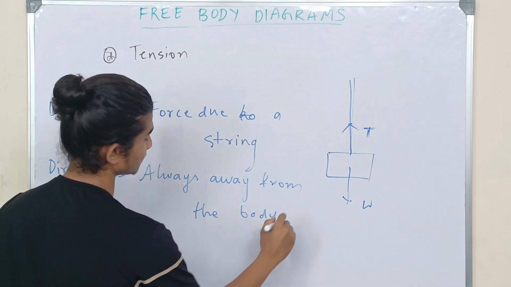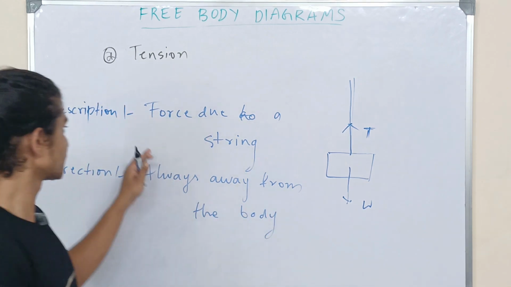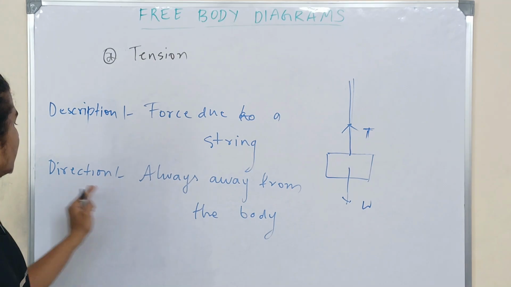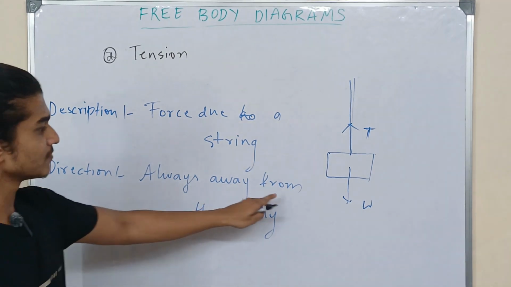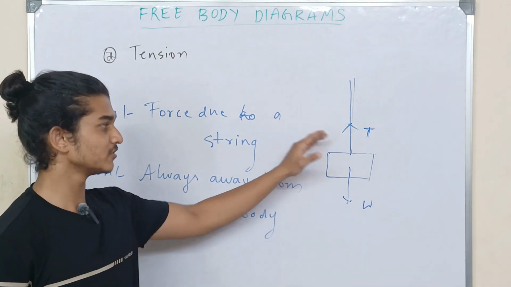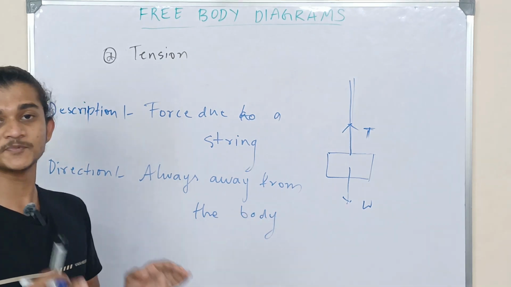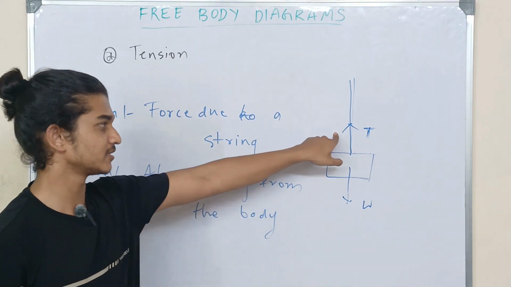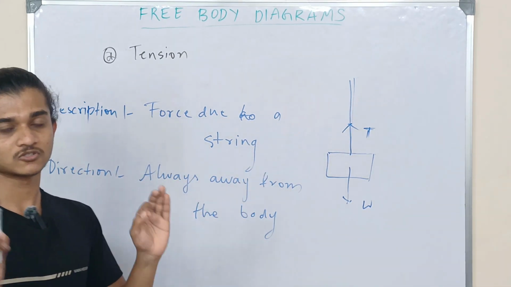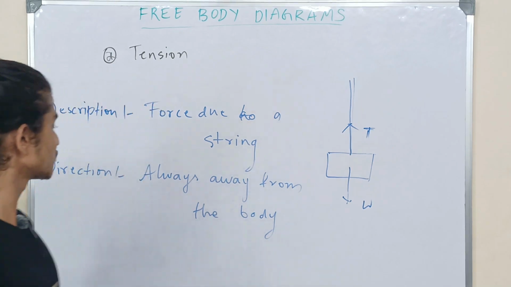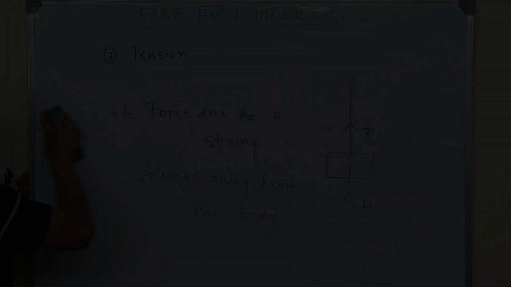I'm trying to keep it as simple as possible. So the description is force due to the string, whereas the direction is always away from the body. Remember, the tension in the string will always be directed away from the body. In this case, you can see it is directed away from the body. So make sure to remember that. And the next one is normal reaction.